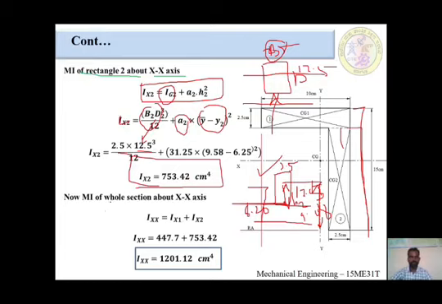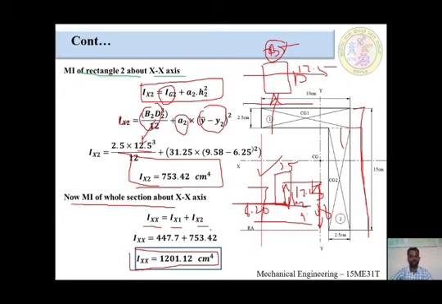After finding the individual moment of inertia of each rectangle, the next step is to find the moment of inertia of the whole section about the x-axis. We know that Ixx is equal to Ix1 plus Ix2. Ix1 we got 470.7 plus Ix2 we got 753.42. The total moment of inertia Ixx is equal to 1201.12 centimeter raised to 4. This completes the calculation of moment of inertia about the x-axis.